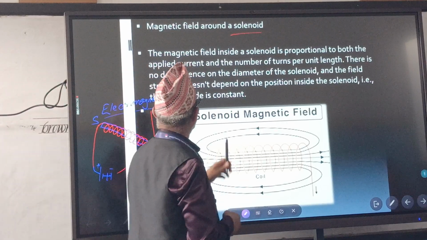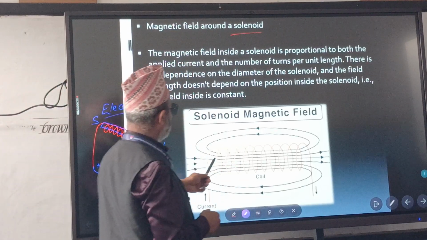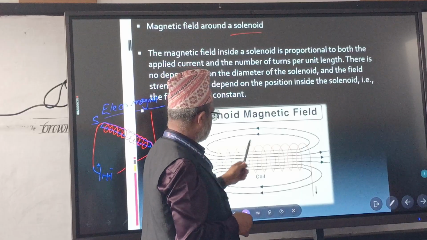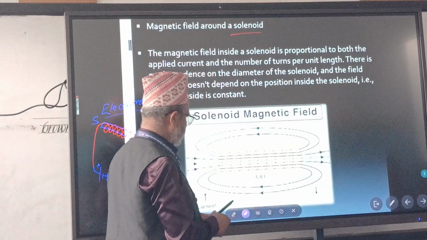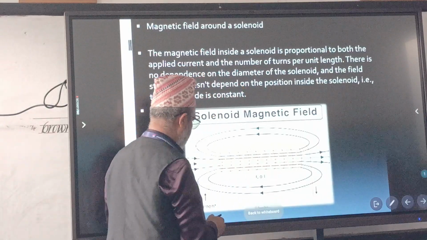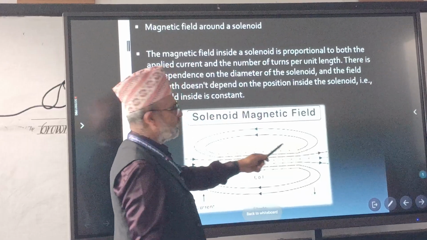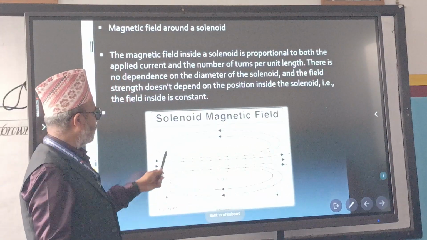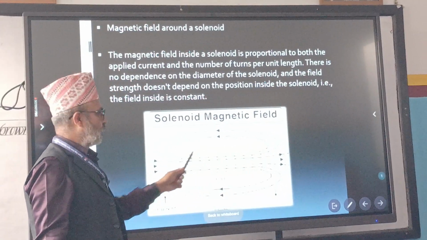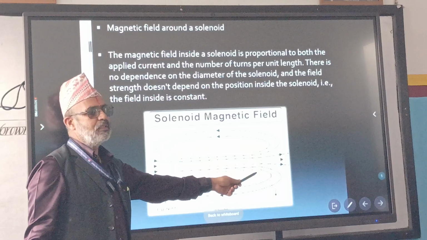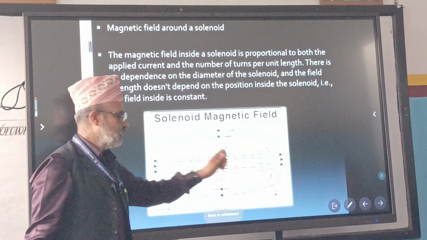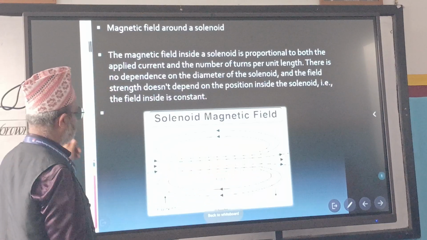The solenoid is a coil of wire. So here is the solenoid. Can you see the coil wire here, with current in and current out? Where the current goes in, that is North Pole. Where it comes out, that is South Pole. Is that clear? Okay. These things you have to keep in mind.